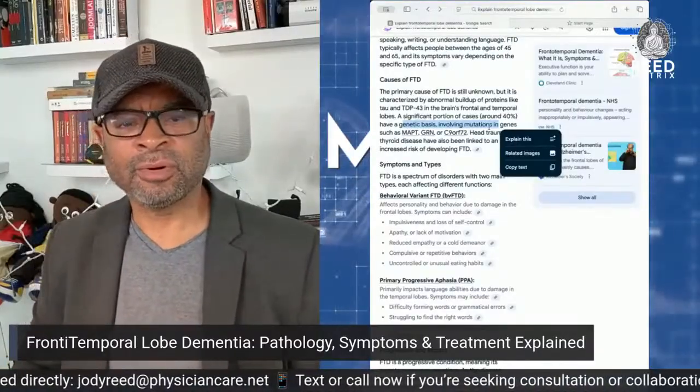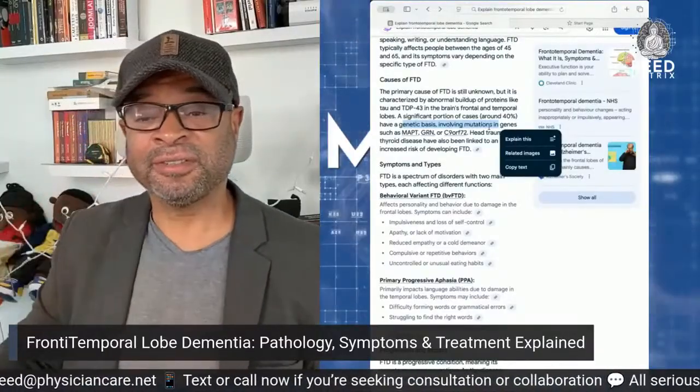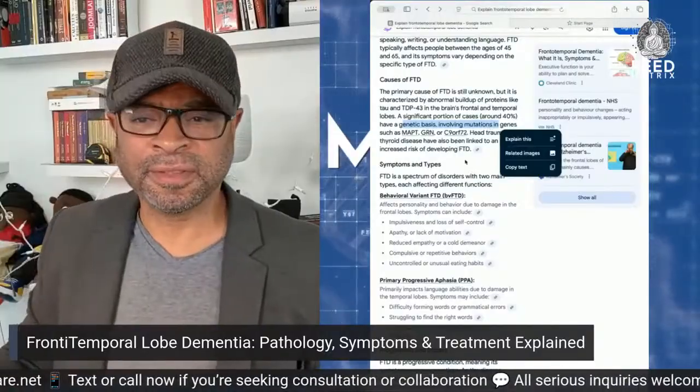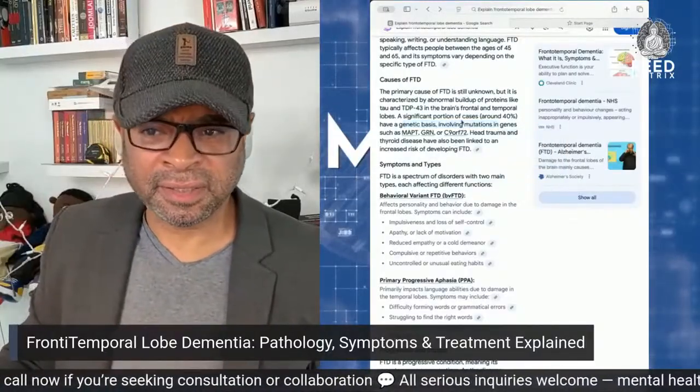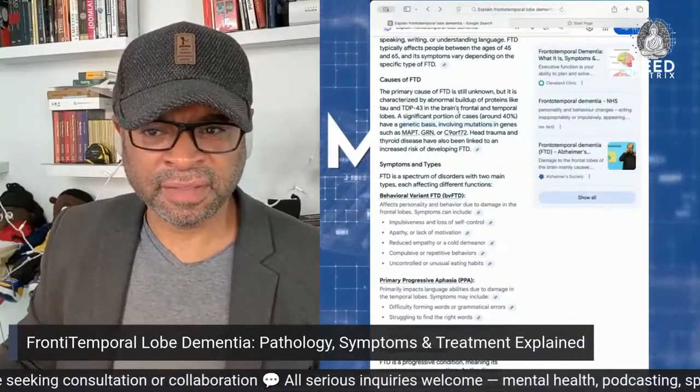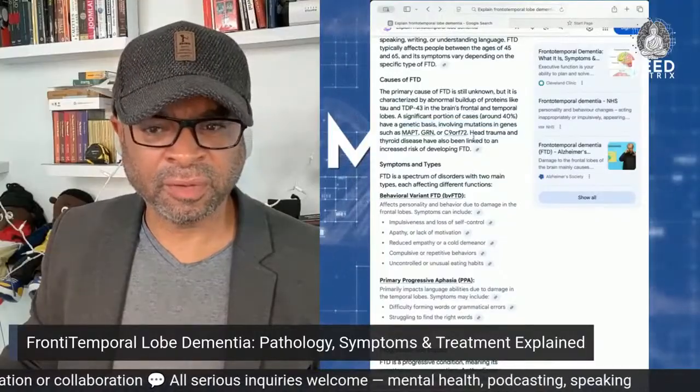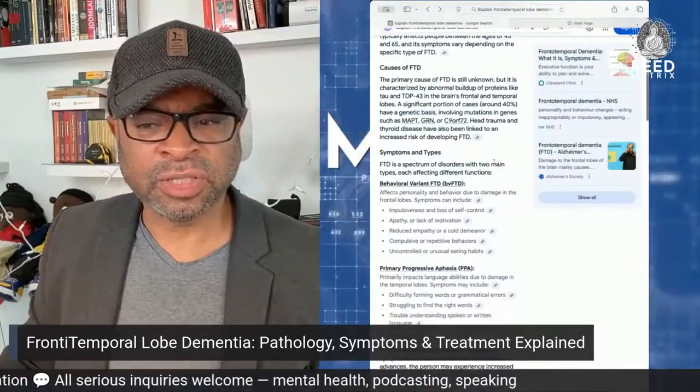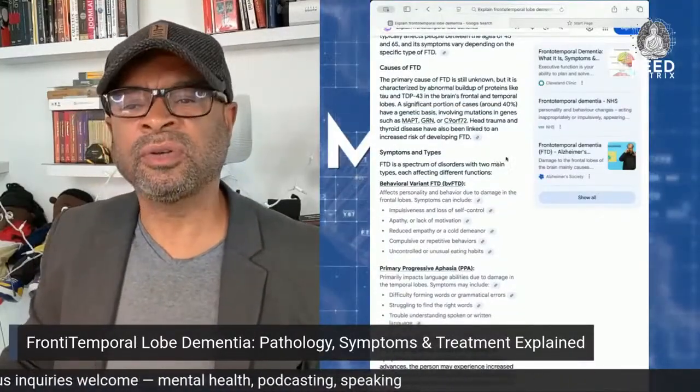Is it frontotemporal lobe dementia? It's very interesting to see. At this age, between 45 and 65, I can see it would be very difficult to tease out the diagnosis and separate this from someone with schizoaffective disorder.